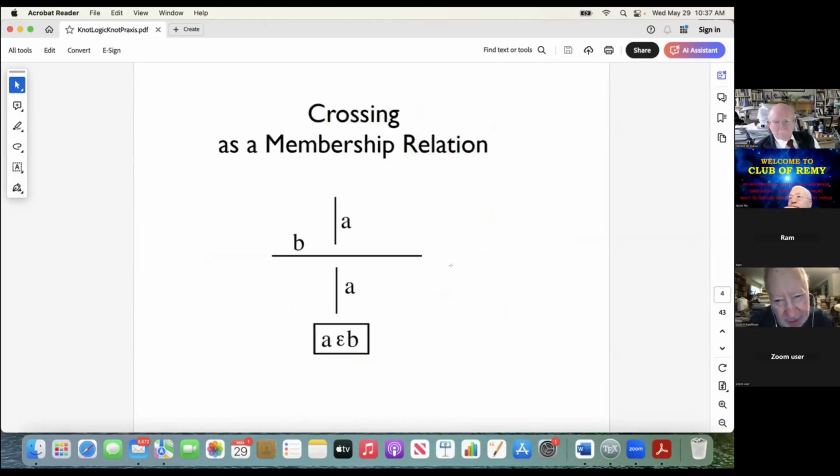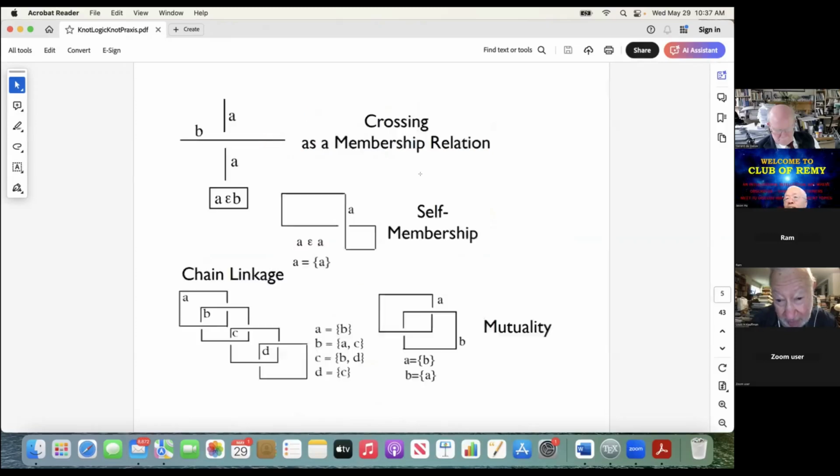Now, the crossing in the diagram that we use could be thought of as just an asymmetric relationship. So you could think of that as a membership. I could say that a line that goes under another line B is going to represent A as a member of B. It doesn't have to be membership. It could be any asymmetric relation that you had in mind. So we can use the diagrams to represent things which are far from the original idea of knotting.